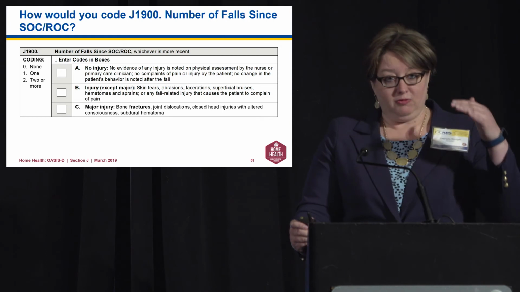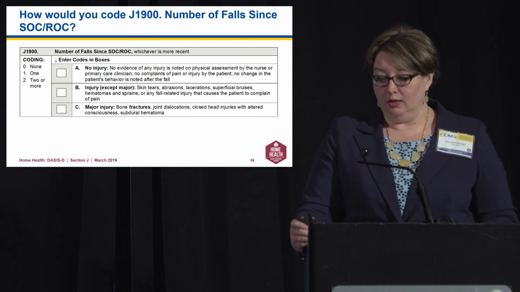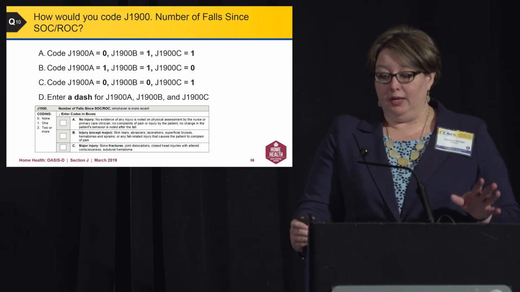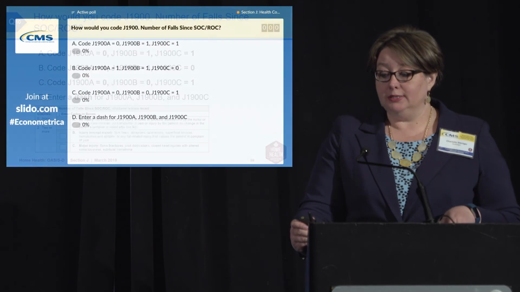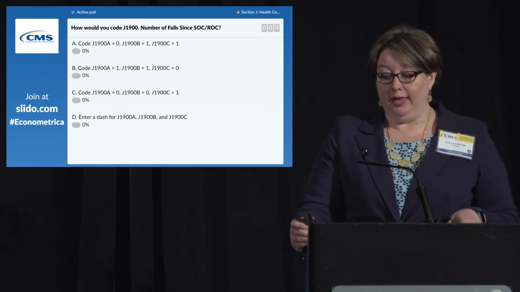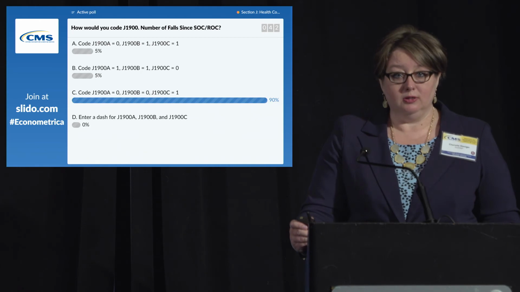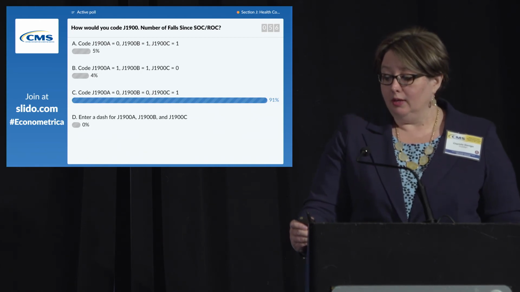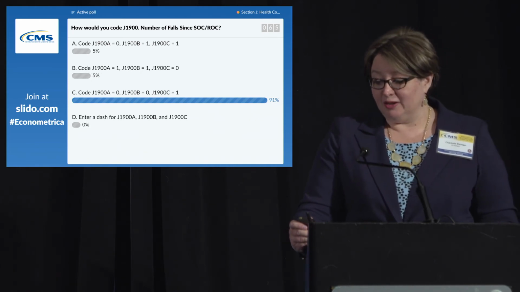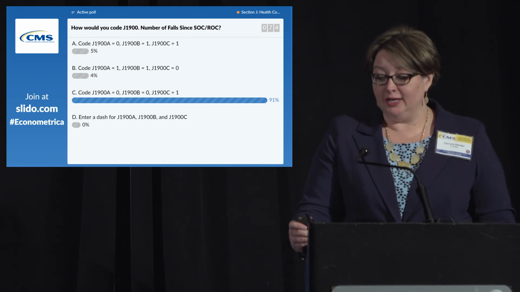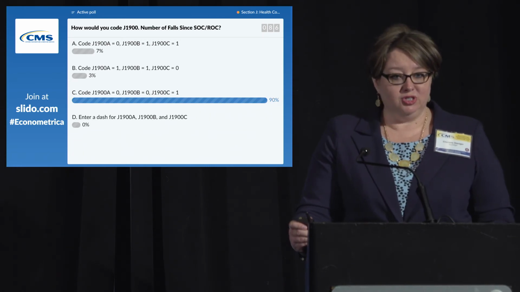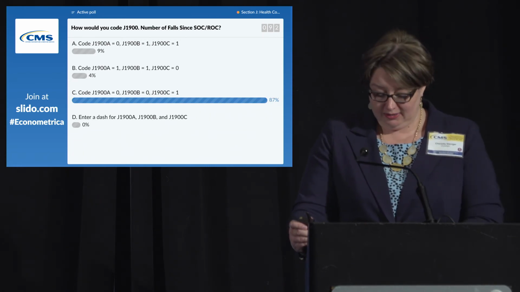You remember we're going to code for each level of injury. And would it be A0, B1, C1? Or would it be A1, B1, C0? Or would it be A0, B0, C1? Or you're going to enter a dash for all, okay? And again, responses are coming in. It looks like we've got a majority of you guys think it's just that major injury, right? Well, let's see what that answer is.